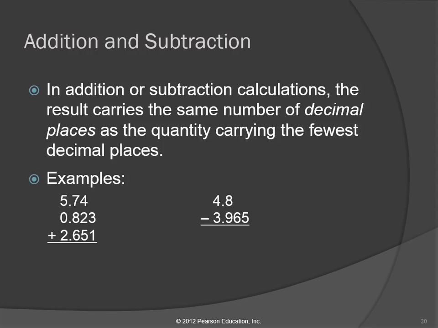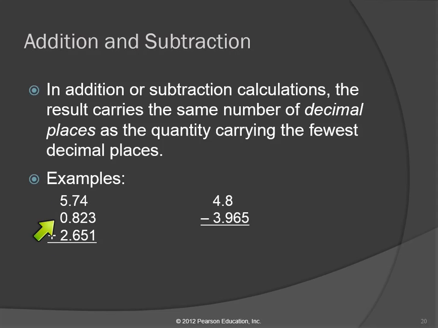Okay, so then the other type of calculation is addition and subtraction. So the result carries the same number of decimal places as the quantity carrying the fewest decimal places. Okay, so this is a little harder to understand from just the words, but it's actually easier to understand how this works. So let's look at these examples.